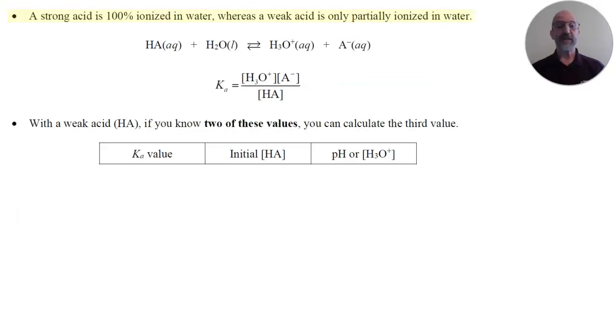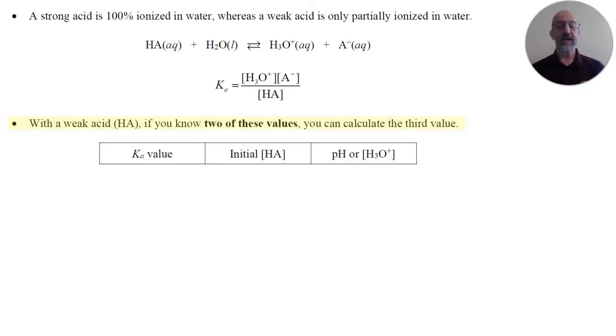All right, my next piece of advice is to make sure you understand the difference between a strong acid and a weak acid. As you know, a strong acid is 100% ionized in water, whereas a weak acid is only partially ionized in water. Now, with a weak acid, if you know 2 of these values, you can calculate the third. We have the Ka value, the initial concentration of the acid, and the pH, or the concentration of the hydronium ion.